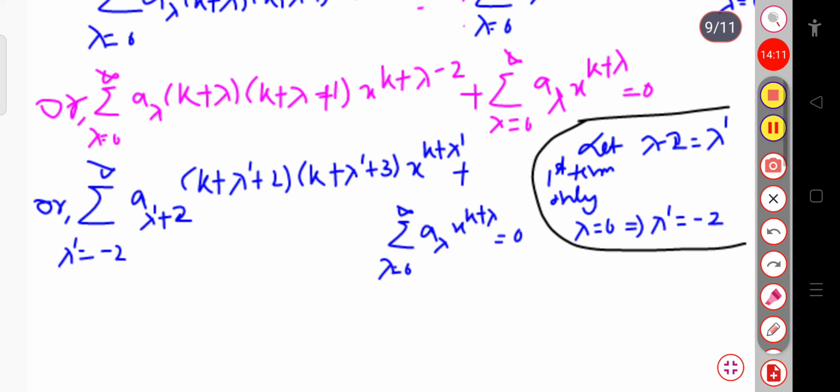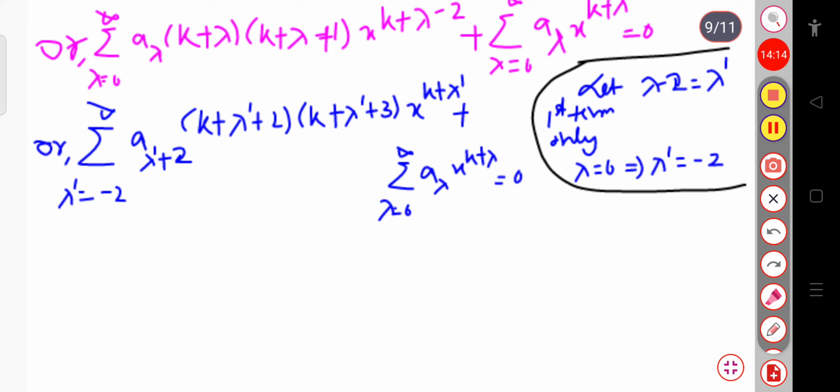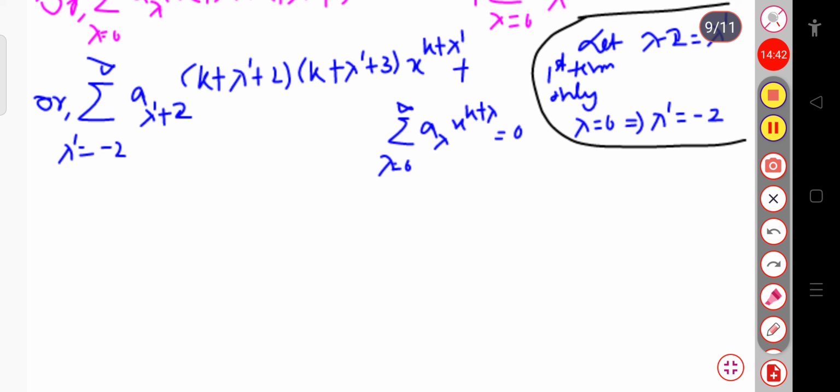And here this lambda prime is the dummy index. Dummy index means in place of lambda prime you can substitute any value. That's why it is called the dummy index. So since lambda prime is the dummy index, I can replace lambda prime with lambda. You cannot compare this lambda with the lambda prime again. Simply in place of lambda prime you have to write lambda only, because it is a dummy index.